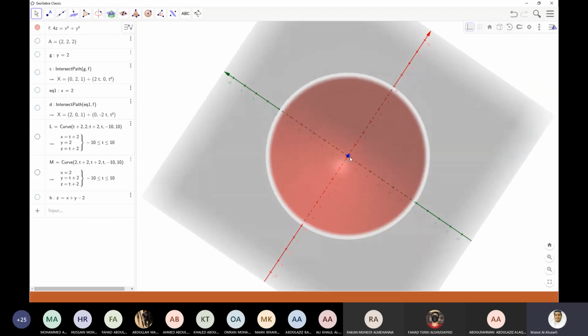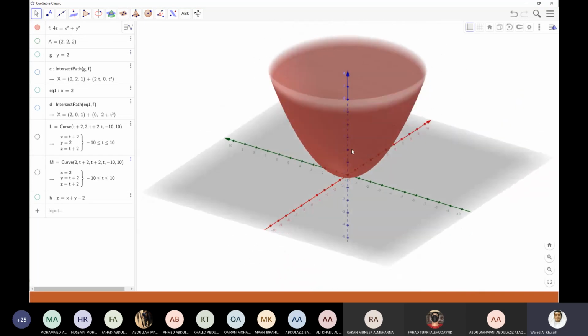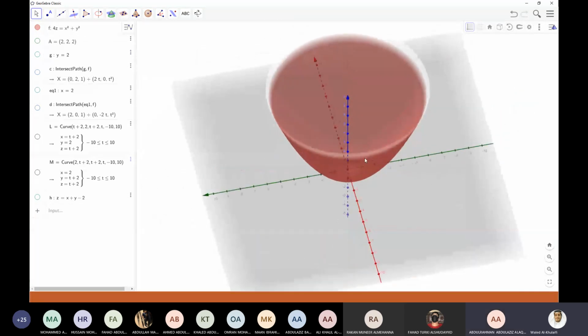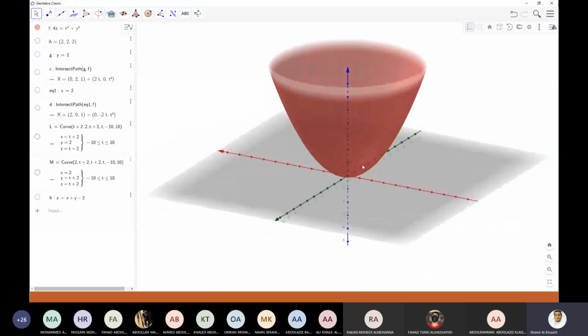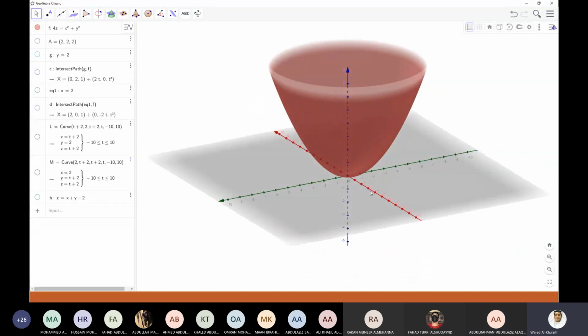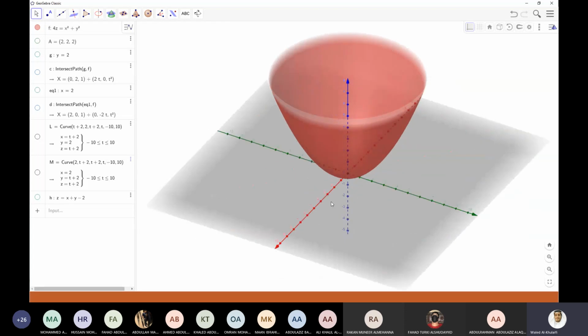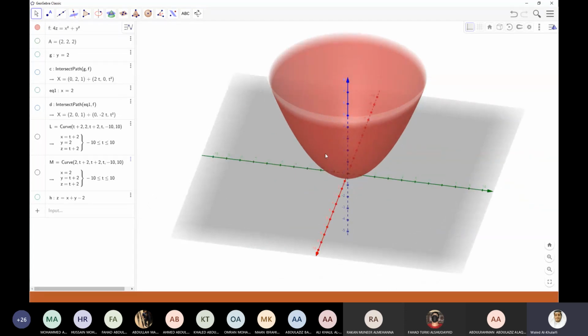But actually, it's not elliptic because you divide it. This is 4. When you divide by 4, you will get kind of a circular elliptic paraboloid. But anyway, we have this shape. Now, I want to know what the derivative, or the partial derivative, means here.